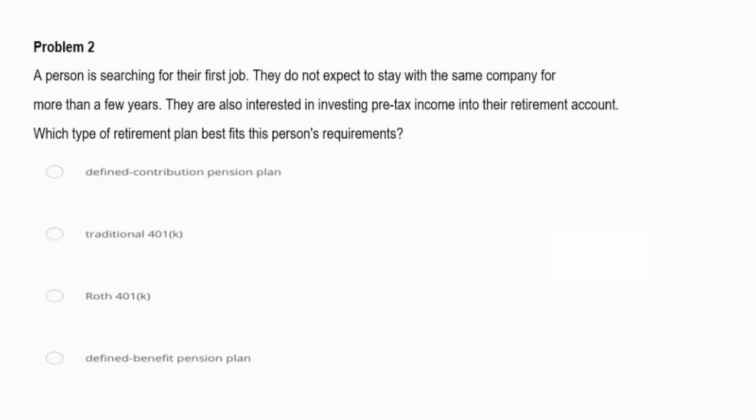A person is searching for their first job. They do not expect to stay with the same company for more than a few years. They are also interested in investing pre-tax income into their retirement account. Which type of retirement plan best fits the person's requirements? Defined contribution pension plan, traditional 401k, Roth 401k, defined benefit pension plan. So, looking at this problem, we must remember that the person is looking to invest their money in a pre-tax retirement account. So let's take a look at these answer choices.